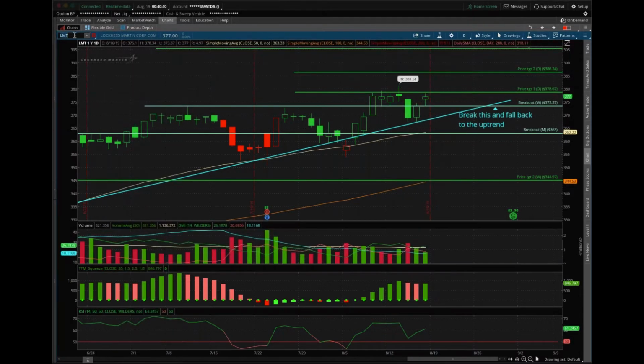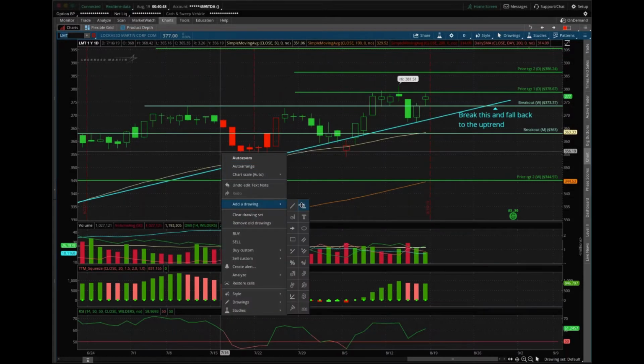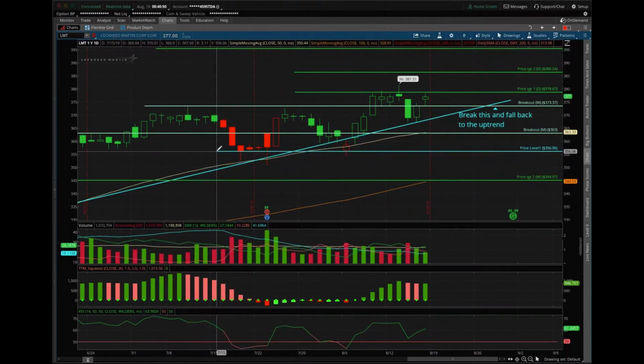All right, if it breaks down, then we would fall back to support about 356, and it should hold that area. If it breaks this, it should hold that and maybe consolidate if it does, but I think it continues higher.